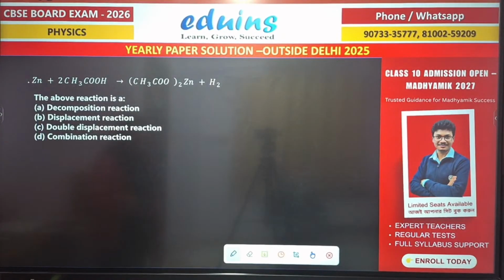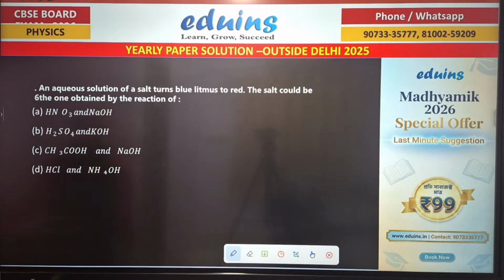Okay, then now the second question. An aqueous solution of a salt turns blue litmus to red. The salt could be the one obtained by the reaction of, what will be the correct answer? HNO3 and NaOH, or sulfuric acid and KOH, potassium hydroxide, or acetic acid and sodium hydroxide, or HCl, that means hydrochloric acid, and NH4OH, that means ammonium hydroxide.